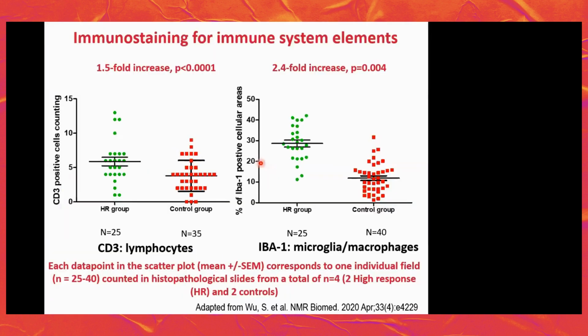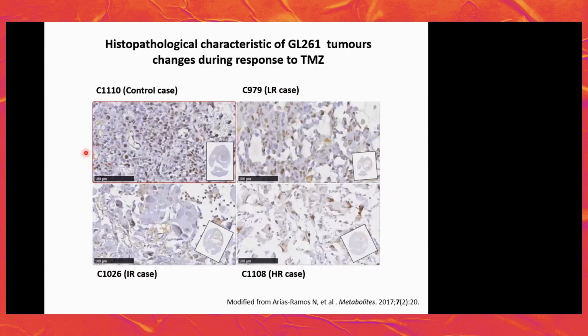This can be counted. CD3 positive lymphocytes did increase. I know there's a lot of overlap, a 1.5-fold increase in lymphocytes with response. Red is always response. A 2.4-fold increase for the IBA1 immunohistochemistry marker, which stains for microglia and macrophages, increased in the response. And also, if you have a look at the traditional eosin hematoxylin stain, this would be a control tumor, a lot of 20 micrometer cells proliferating, GL261 cells.